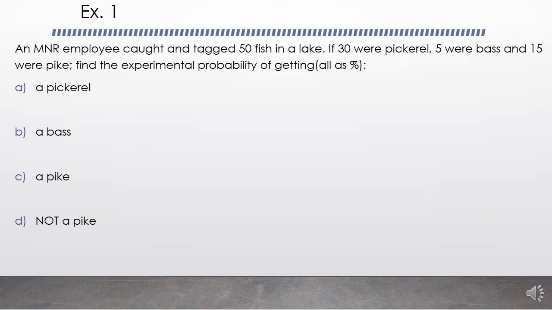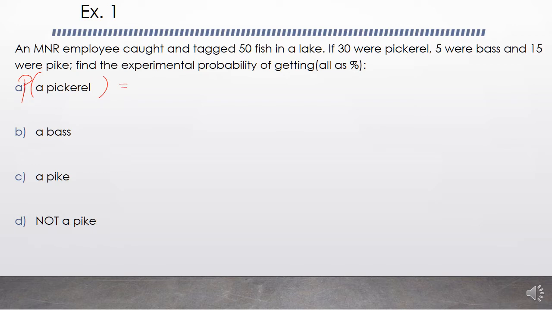For the rest of this lesson, we are going to do some examples. MNR stands for Ministry of Natural Resources. An MNR employee caught and tagged 50 fish in a lake. If 30 were pickerel, 5 were bass, 15 were pike, find the experimental probability of getting A, B, C, and D, all as a percent. Don't forget, for good communication marks, capital P for probability, and then in brackets what you want the probability of.